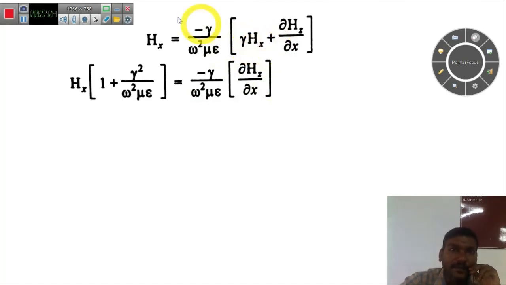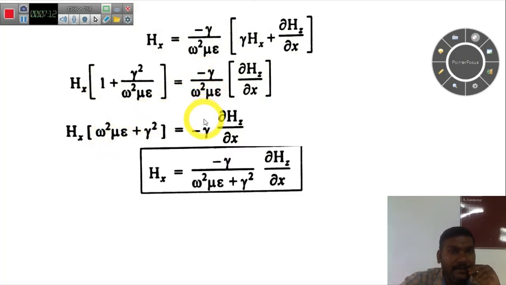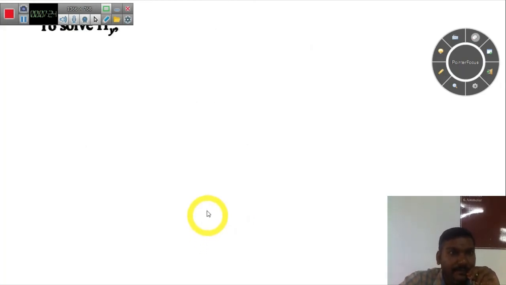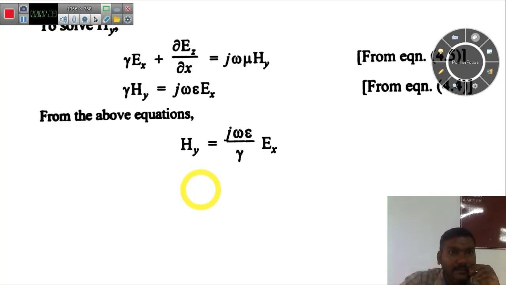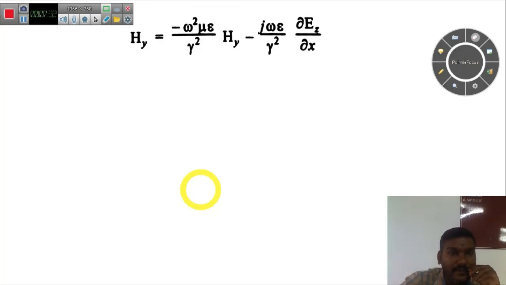Hx value will come to one side, and the remaining values come to the other side, and take the LCM here, and the denominator value goes to the right hand side. We can cancel the denominator value, and we can find the value of Hx is equal to this value. Similarly we can write the value. So here omega square mu epsilon plus gamma square will be represented as h square. Similarly you can find the value of Hy. The same steps will be followed here also. Simple derivation.